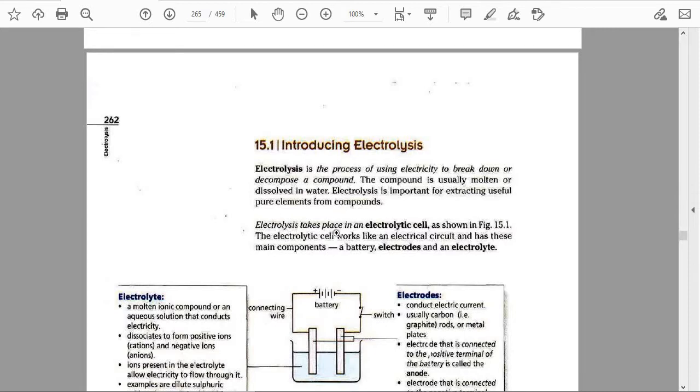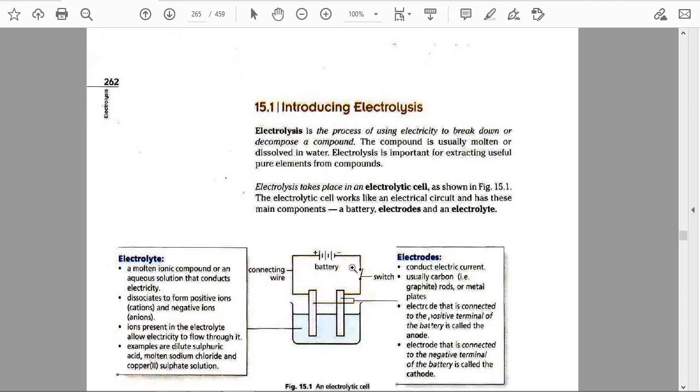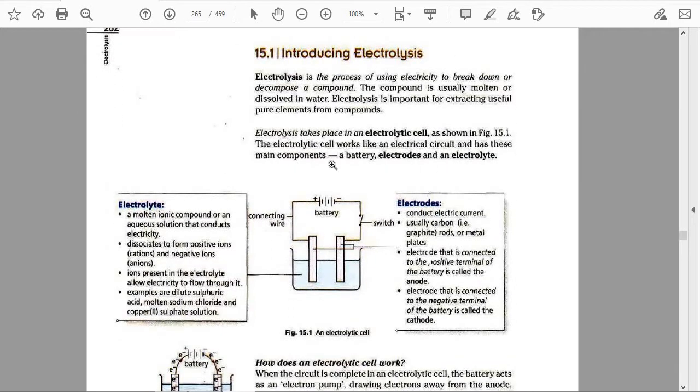So electrolysis takes place in an electrolytic cell, as shown in the figure below. The electrolytic cell works like an electrical circuit and has these main components. You must have the battery, the electrodes, these two things, and the electrolyte. This is the electrolyte, and this is the connecting wire. This one is the battery, and this one is the switch, where you can switch the circuit on and off.